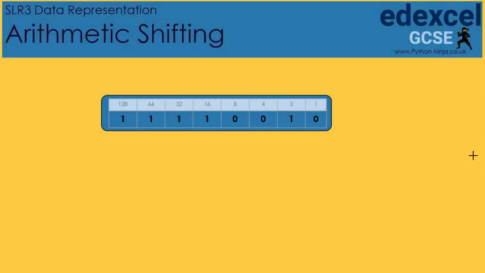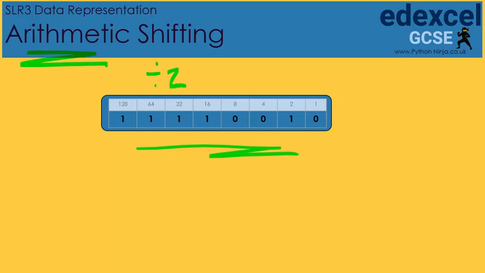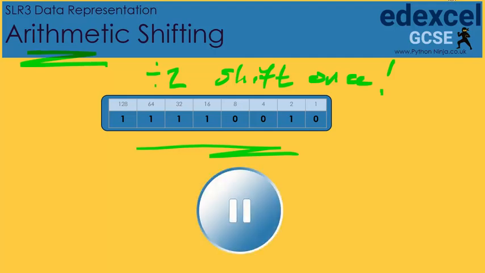Okay, so we've got a new binary value here. It's a negative binary number. So we need to use arithmetic shifting, and we want to divide by 2. So that means we shift once. Okay, so can you take this number, shift once to the right, and then work out what the new number is? I'll pause the video now, have a go at it, and then we'll work through it.